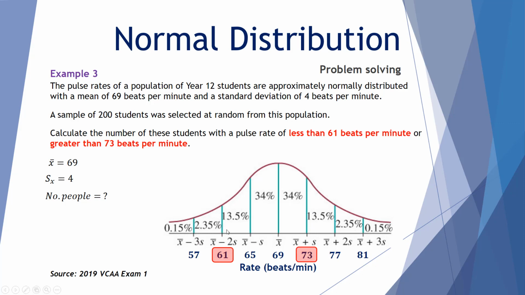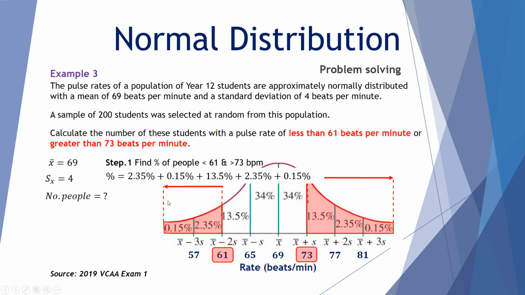So the first group of people were less than 61 beats per minute here, and the second group of people was greater than 73 beats per minute. So we can tally up these individual percentages. So step 1, find the percentage of people with a pulse rate less than 61 and greater than 73 beats per minute. And here we have it. It's the 2.35 plus the 0.15%, plus a further 13.5, 2.35, and 0.15%. In total, that represents 18.5% of the population.